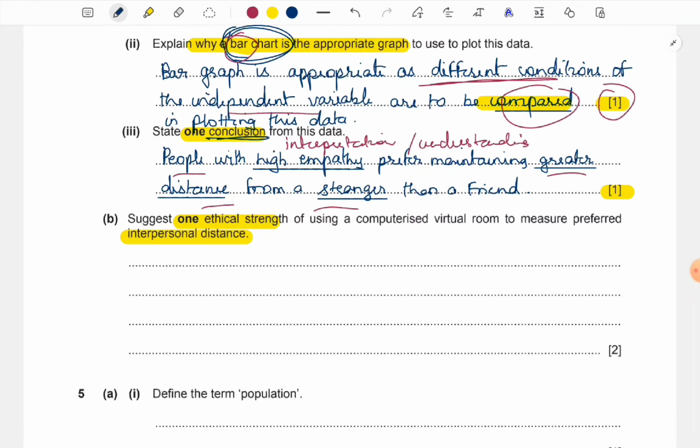Now, this should seem very obvious to you. If they're emphasizing a virtual room, you have to think of the alternative, or you have to think counterfactually. What if they would not have used a virtual room? Then what would have been the weakness? If you think in these terms, it's very simple to think of an answer.